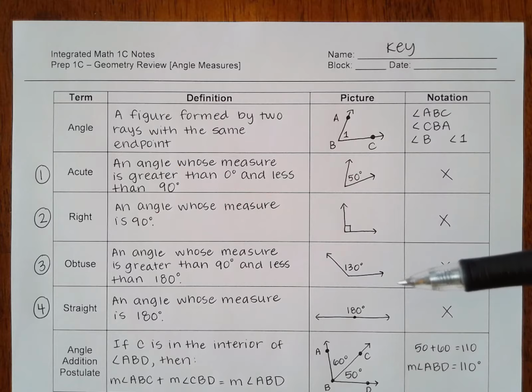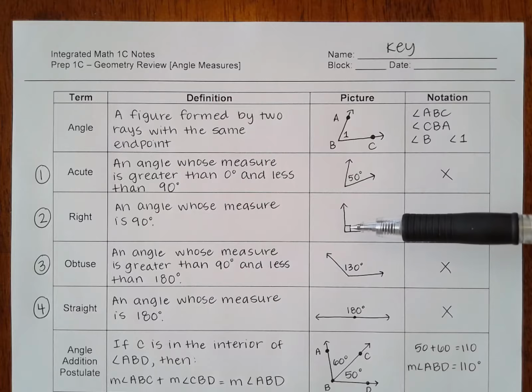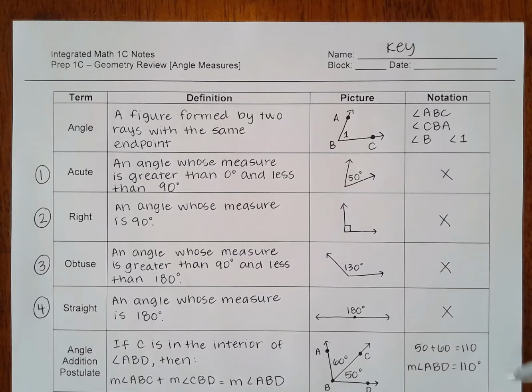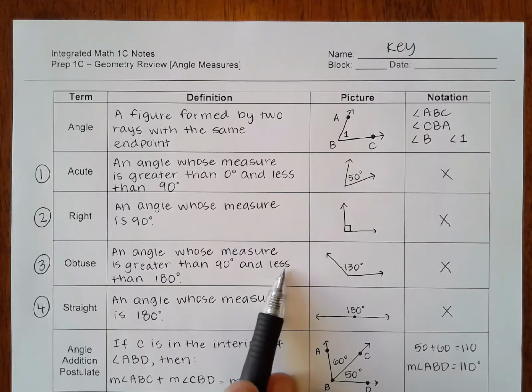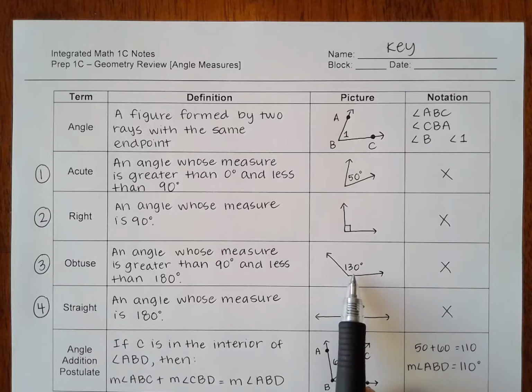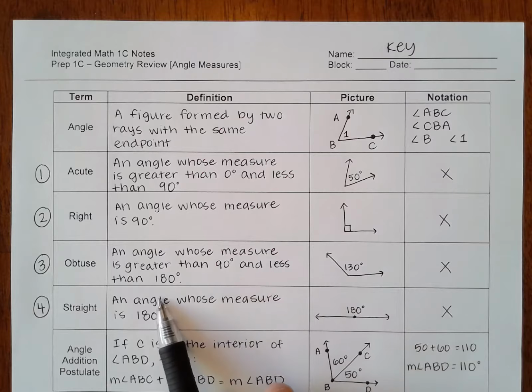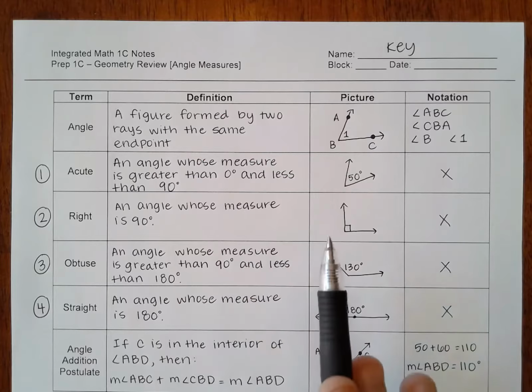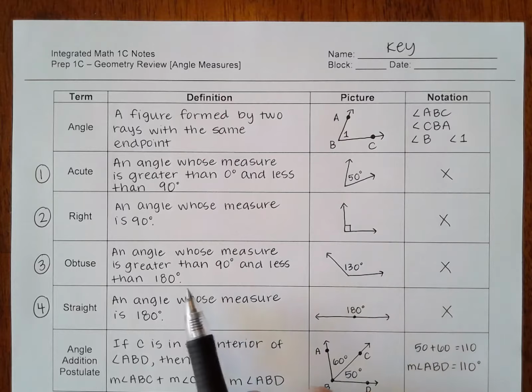It's exactly 90 degrees. Most often you won't see a 90 written in the corner of a right angle. This little box seen in the corner shows that that's 90 degrees, so that would be more common. An obtuse angle is defined as being an angle whose measure is greater than 90 and less than 180. On the picture here, I chose the number 130, but any number between 90 and 180 would do. It can't be 90 because then it would be a right angle, and it can't be 180 because then it would be a straight angle.